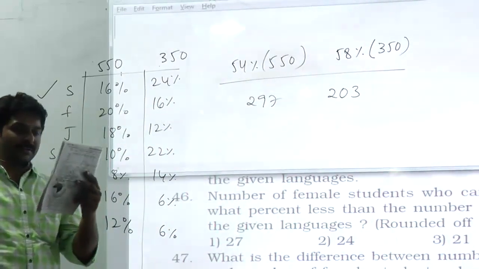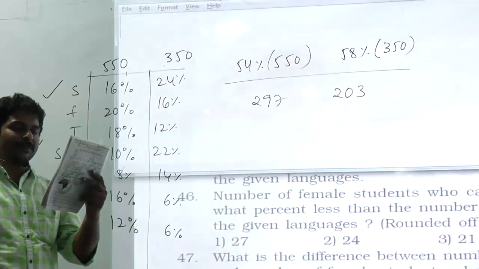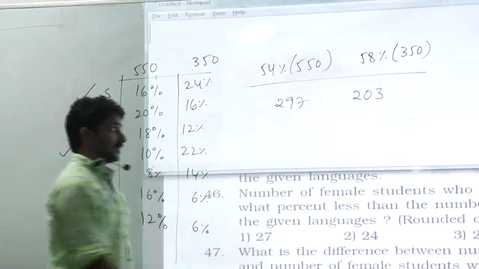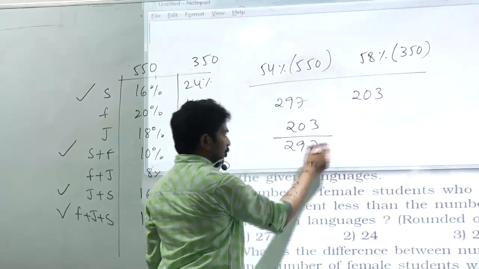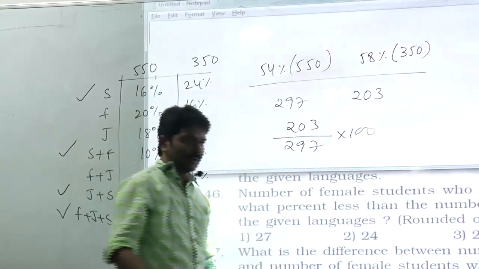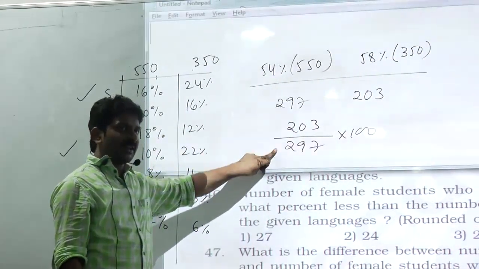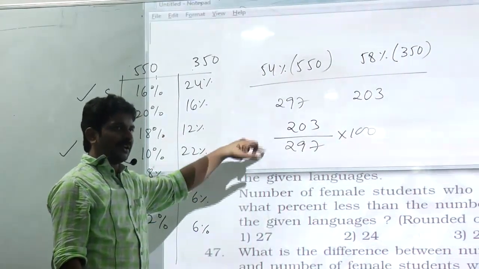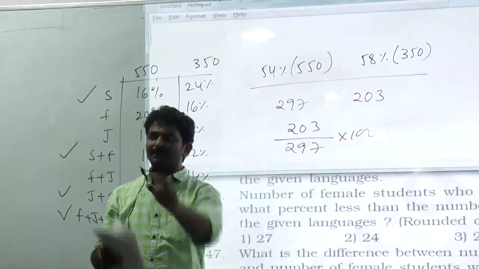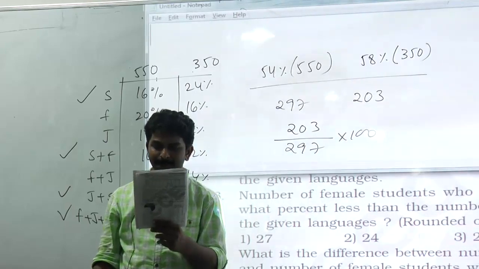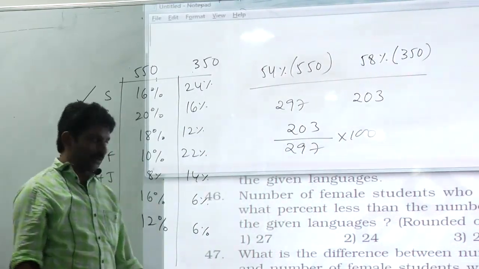Now, what is your question? Number of female who can speak Spanish is approximately what percent? 203 is what percent of 297, percentage rate, so into 100. Wait a minute, this is near about 200. This is near about 300. 200 by 300 in the sense 2 by 3. 2 by 3 in the sense 66 2 by 3. Answer should be nearby that. Look at your options. 68 and then 64. Both are there.